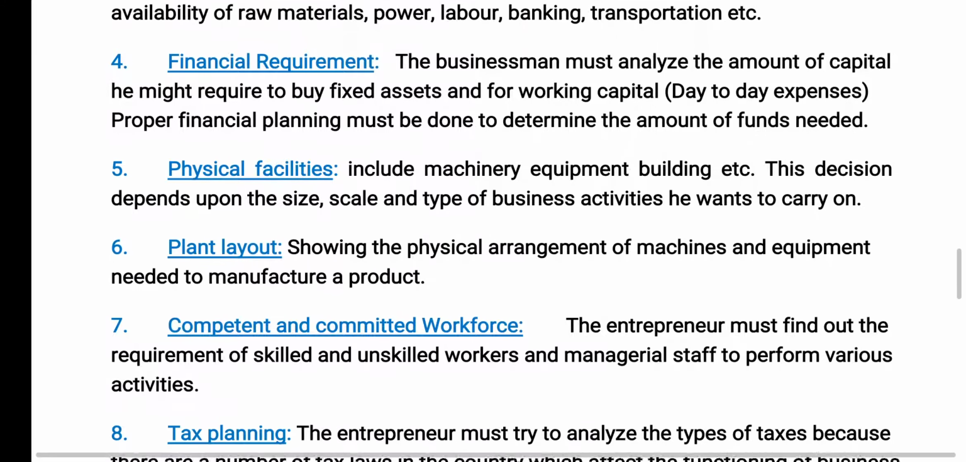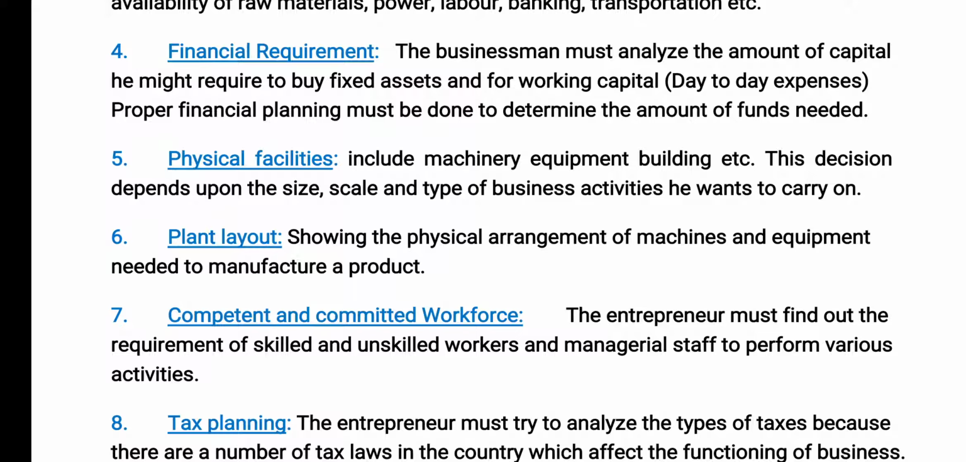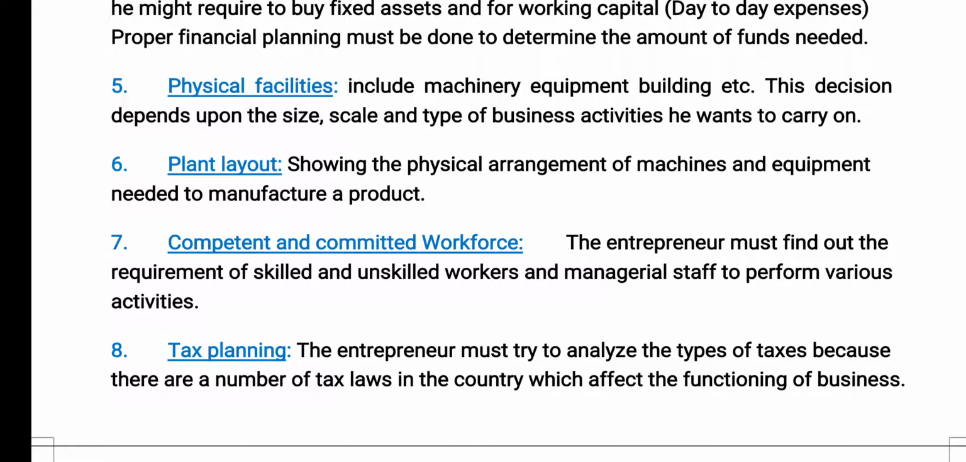Plant layout, which shows the physical arrangement of machines and equipment needed to manufacture a product. For their production house, how many machines are needed, where they have to be kept, a layout plan has to be there for that. Competent and committed workforce. Whenever you are going to appoint human resources or workforce, you have to find out the skilled and unskilled laborers and the managerial staff who are going to perform the activities for your organization.